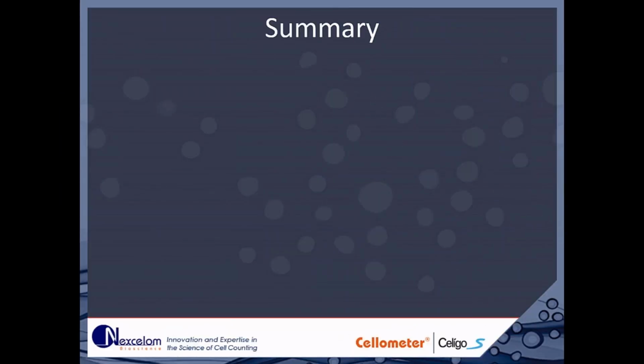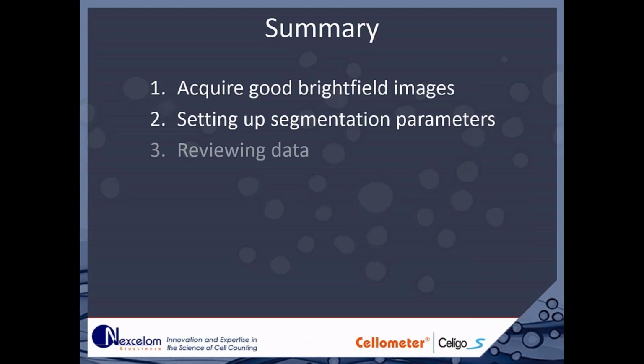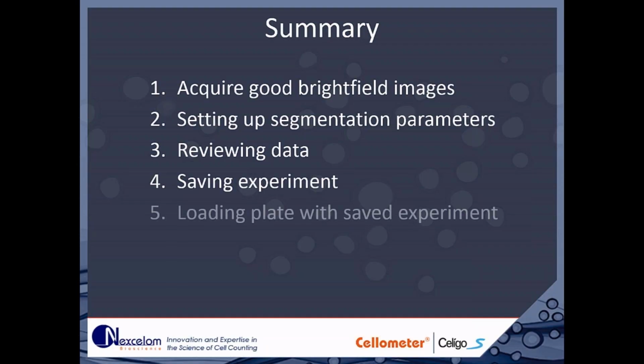Okay, so we've covered a lot, but it's really good basic stuff to help you understand how the Celigo acquires good bright field images, and how the algorithms detect the objects in the image using the segmentation parameters. I think that can be applied to any one of the applications on Celigo. Then I showed you a lot of the data reviewing points, how you can export images, export data, and how you save an experiment, which is very useful if you're going to run the same experiment multiple times with multiple plates. Then loading the experiment, and finally we showed you how to produce growth curves.